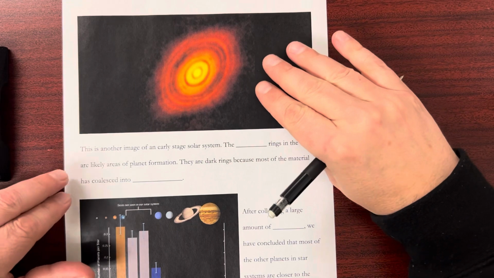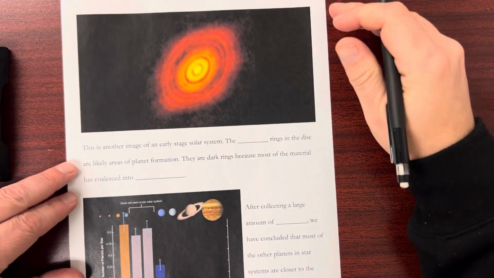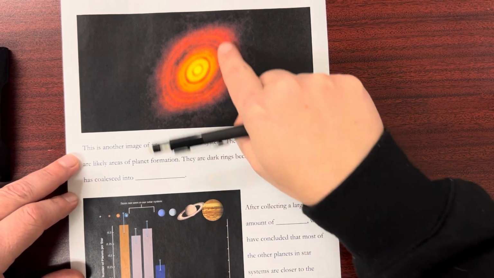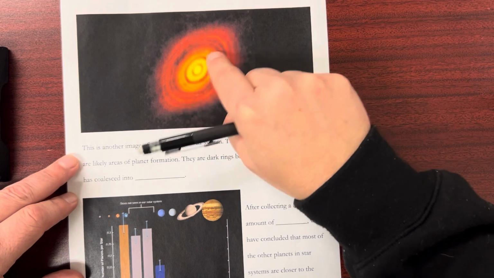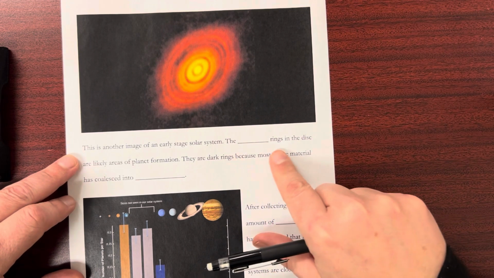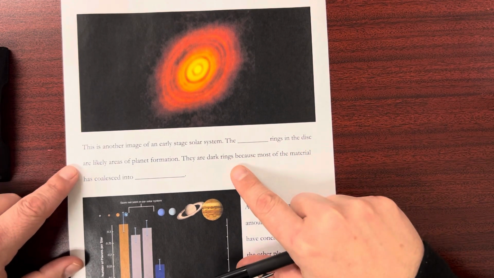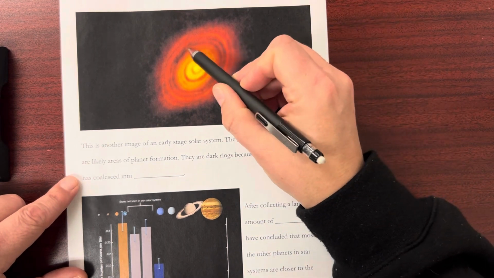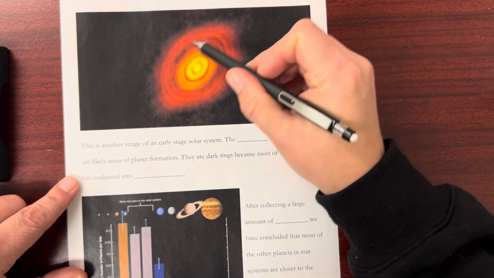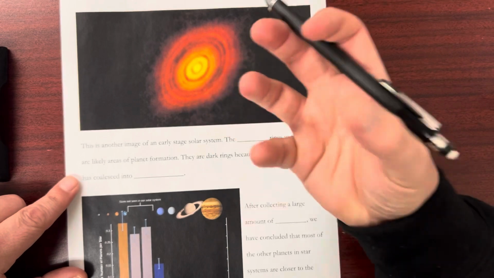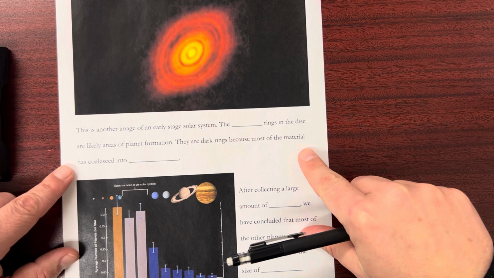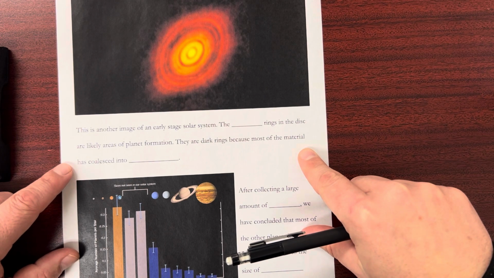So this is another image that we've taken using telescopes. This is another image of an early stage solar system. Again, this is a solar system that is starting to form. There's still lots of debris, gas and dust in the solar system. The dark rings in the disk are likely areas of planet formation. Anytime we see this area where it's a dark ring, where there's no material, that means a planet is forming there as it sucks up with gravity that material, that dust and gas. They are dark rings because most of the material has coalesced into planets.